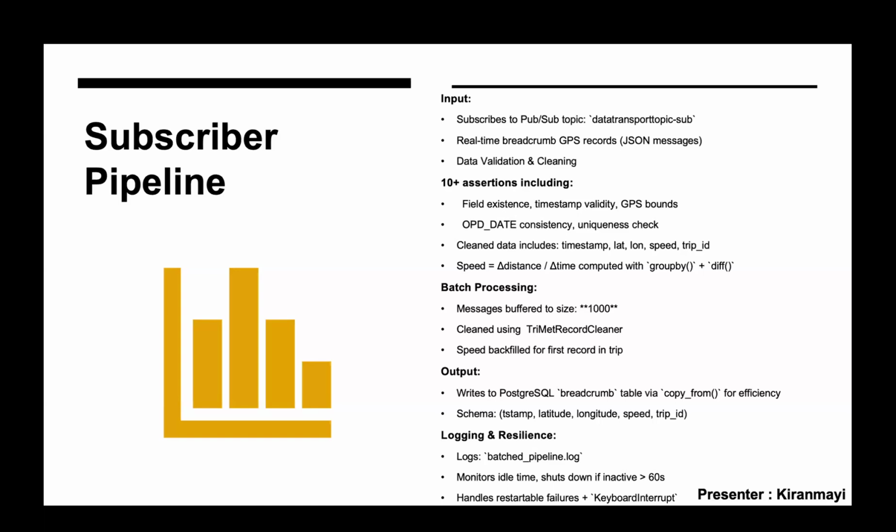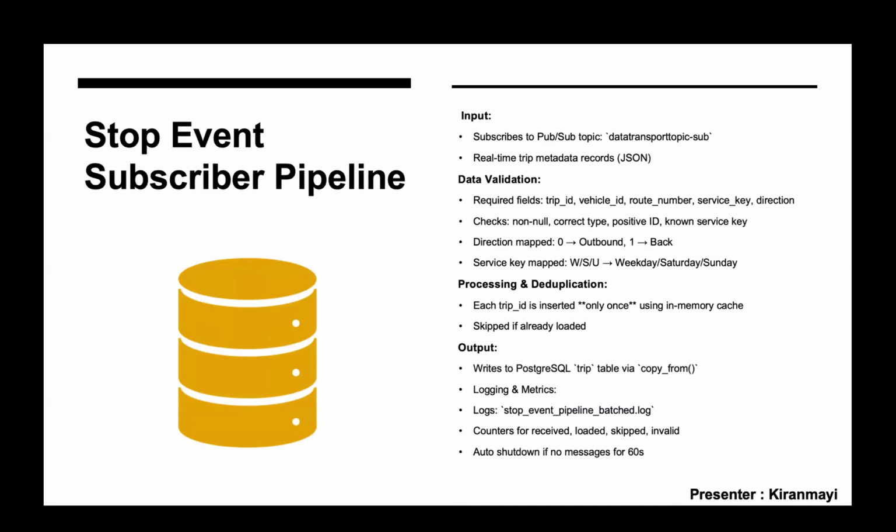Now I want to discuss the stop event subscriber pipeline. This pipeline also subscribes to the same topic which we used for breadcrumb data, but it focuses on trip metadata such as trip ID, vehicle ID, route number, service key, and direction.